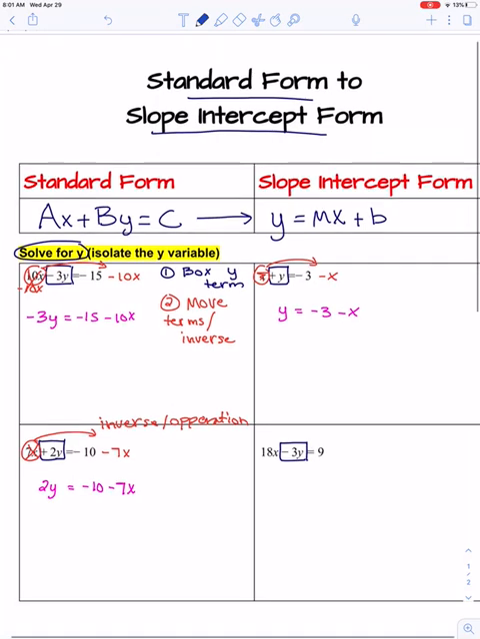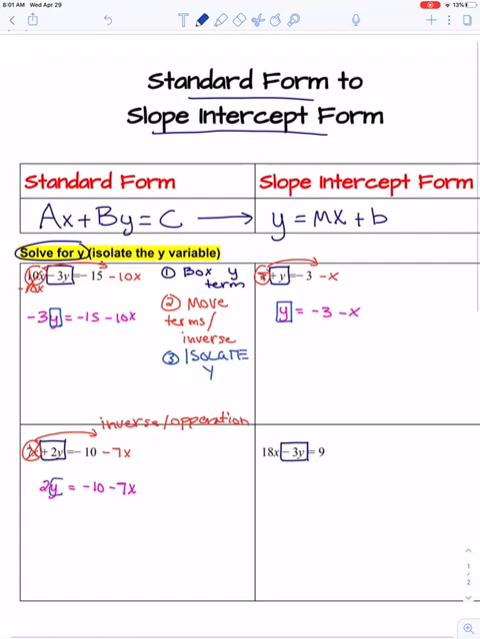Then, remember, our goal is to isolate y. Okay, so I don't want anything else with my y. So, oops, boxed the wrong thing. My y. I want this completely by itself. Alright, and if we notice, we have a coefficient in front. So we're going to divide everything by the coefficient. The coefficient is a number in front of a variable.